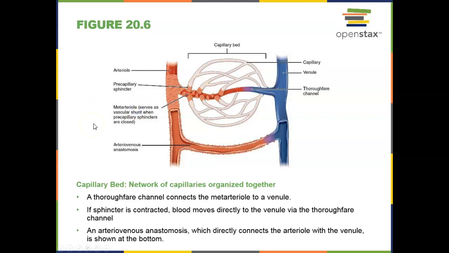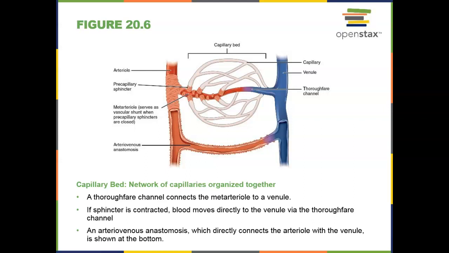So the thoroughfare channel then is this channel here that connects the arterial to the venule, this thing here. And if these sphincters are constricted, then no gas exchange or nutrient exchange occurs within that capillary bed. We have a lot of blood vessels. We have a lot of capillary beds. We cannot feed every single capillary bed at the same time. So at any given time, we're only going to be feeding a small amount, about 5% of the capillary beds. The rest of them are all going to be closed.